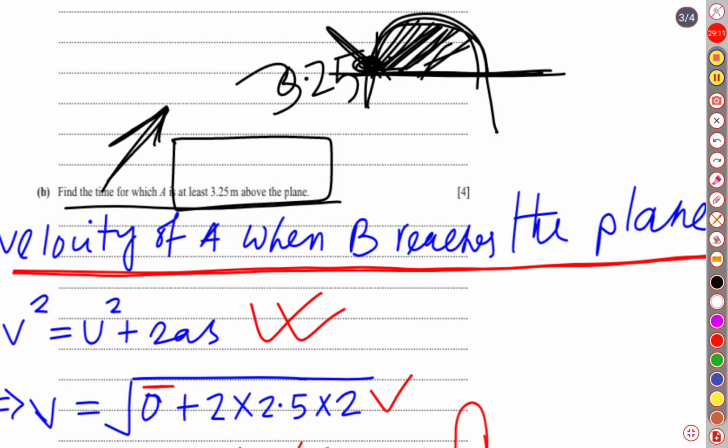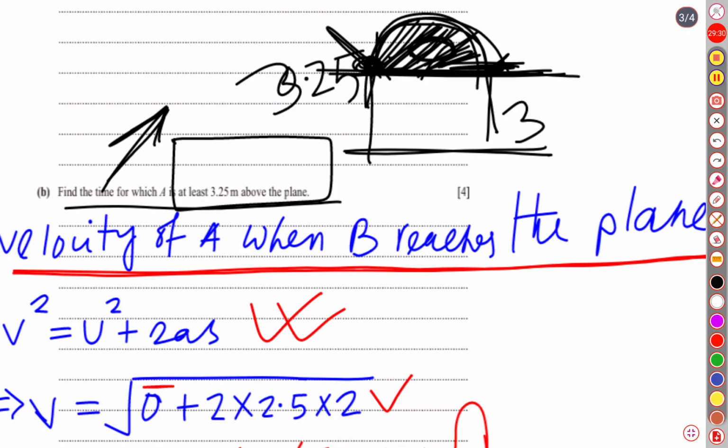So at least 3.25 meters above the plane is this. Actually, the plane is over here, and here is 3 meters, then 3.25 meters will be here. That means 0.25 meter. So the twist in this question is that they have told the time when the particle was above this line, so this is the most complicated twist of this question.